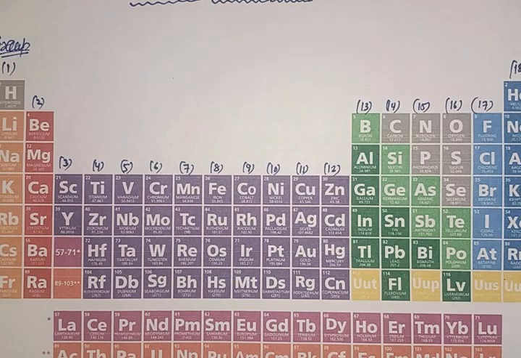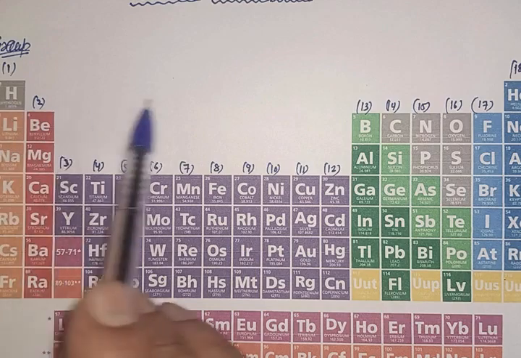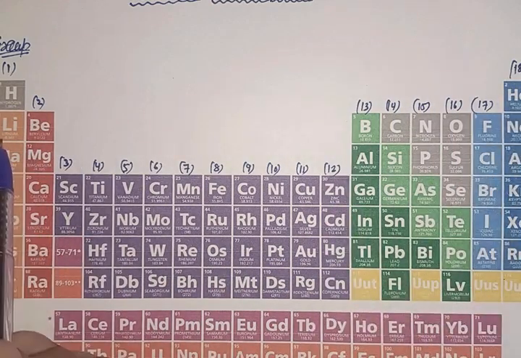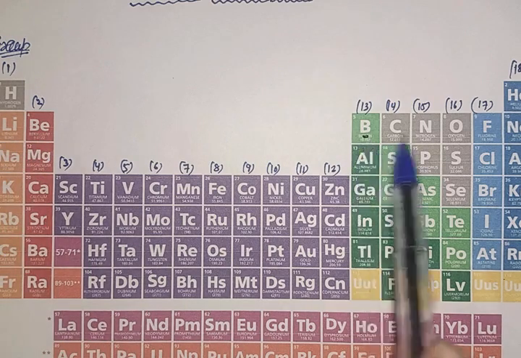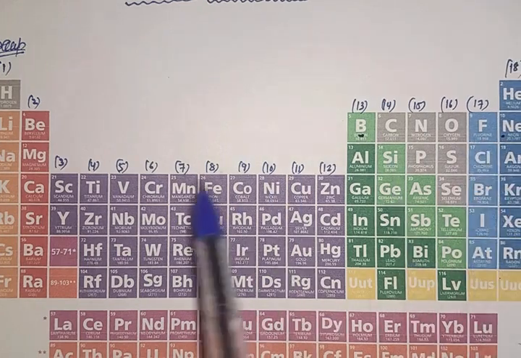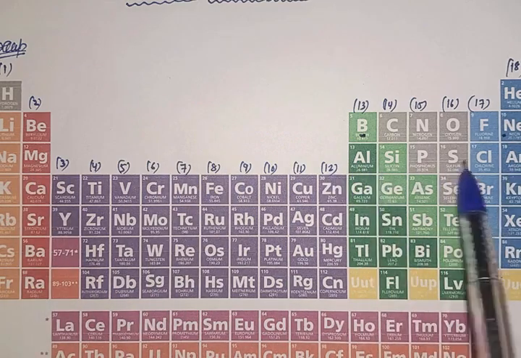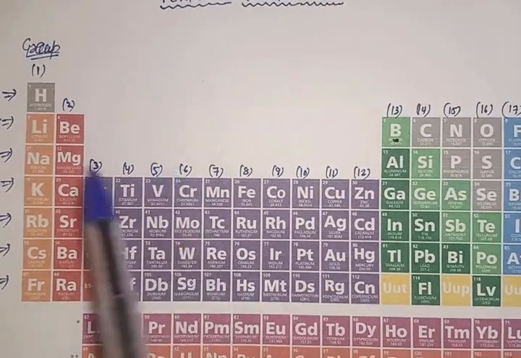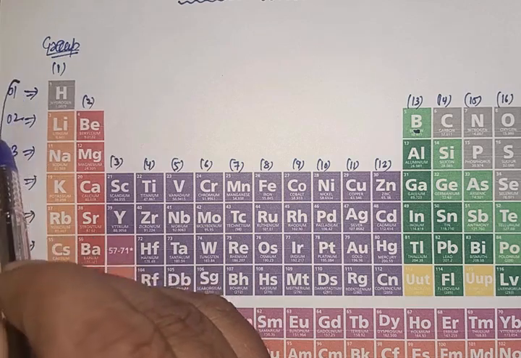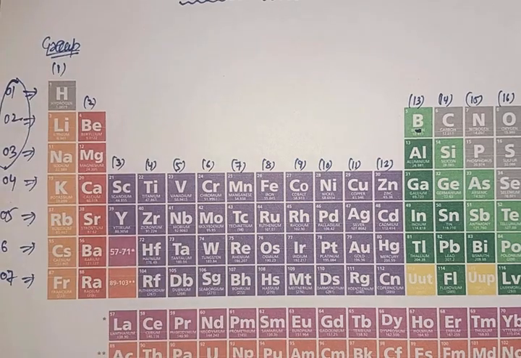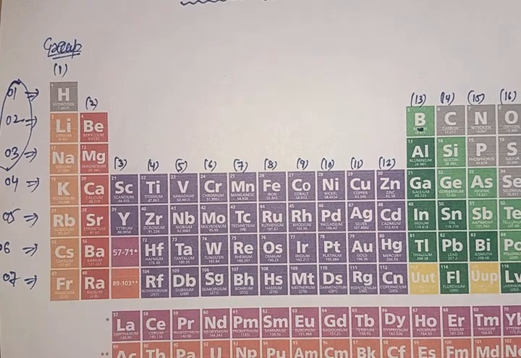The first 3 periods in the modern periodic table: period number 1, which has only 2 elements, hydrogen and helium, and period number 2, which has 8 elements, lithium, beryllium, and from boron to neon, and period number 3, which starts from sodium and also has a total of 8 elements. So these first 3 periods, period number 1 to period number 3, are also called short periods, because they have fewer atoms, either 2 or 8 atoms.